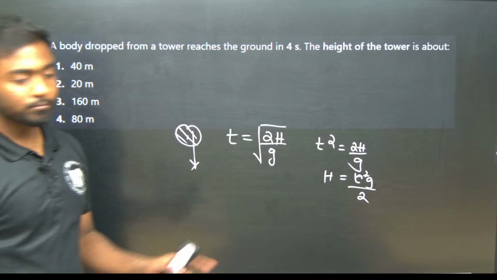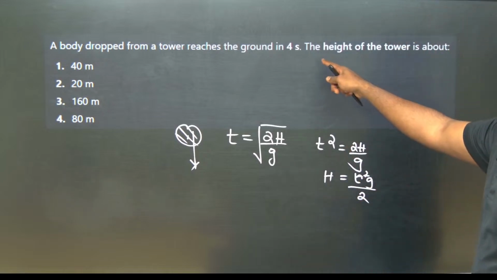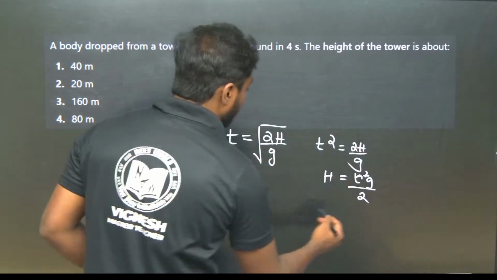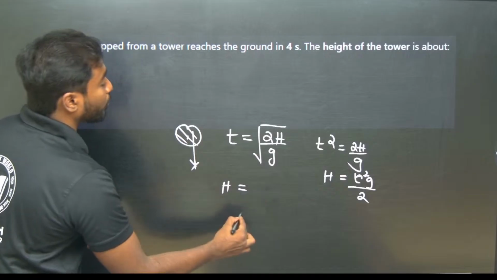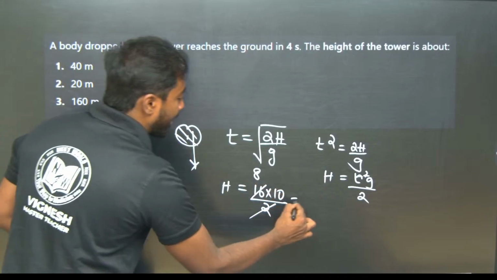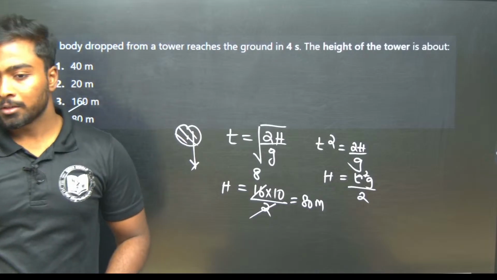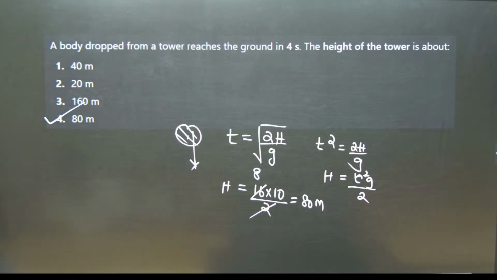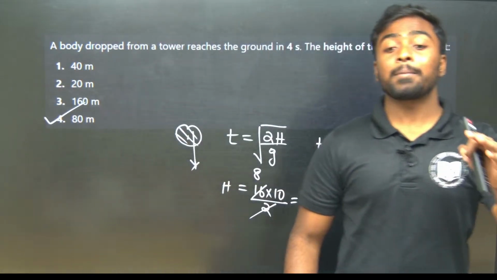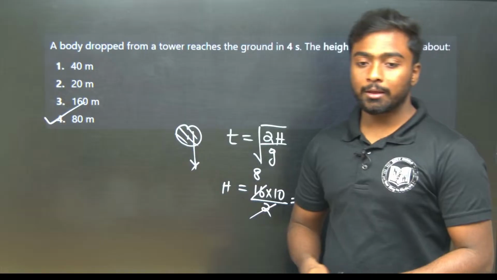Now I can solve this question. T square is 4 square, into g which is 10, divided by 2. How much will be the answer? H is equal to 16 into 10 divided by 2, which is nothing but 80. The answer is 80 meter. You told us to take 9.8, no? Like we take 9.8 if they mention it. If they have not mentioned, we can use 10 approximately.